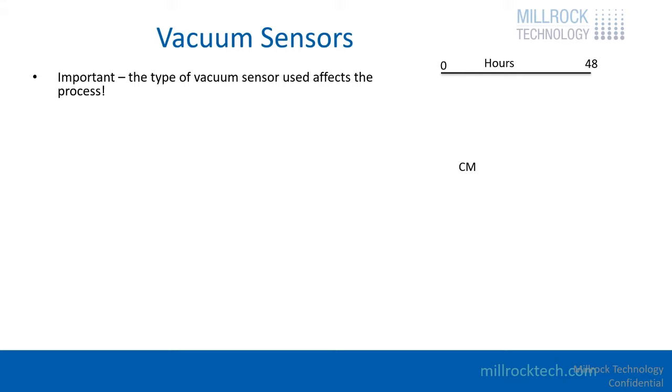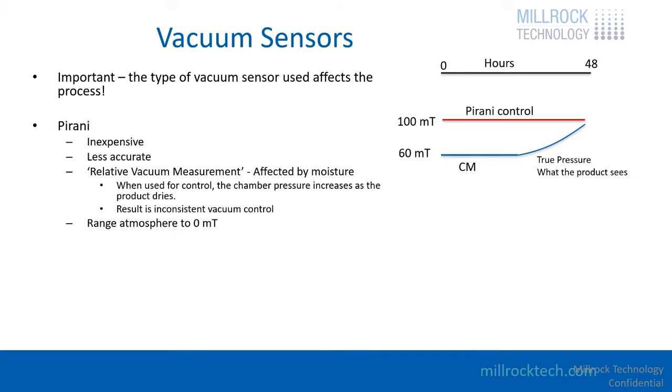So let's take a look at the differences between the two when they operate. Again, the Pirani is an inexpensive, less accurate measurement system, and it does what I call a relative vacuum measurement, where it's affected by moisture. So older freeze dryers, and when I say older, 30 years old plus, will control with the Pirani, but if you put a capacitance manometer inside the system, as that water vapor goes away, the true vacuum would actually be coming up, although you're not going to see it when you're looking at Pirani control because it's not changing.